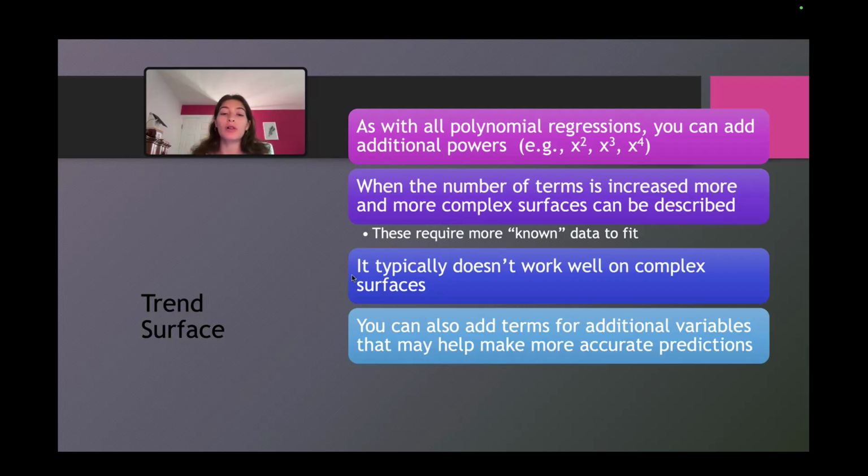Typically, this won't work well on very complex surfaces though. So you can add terms for additional variables that may help make more accurate predictions, but the trend surface itself may not be that great for a very complex surface.